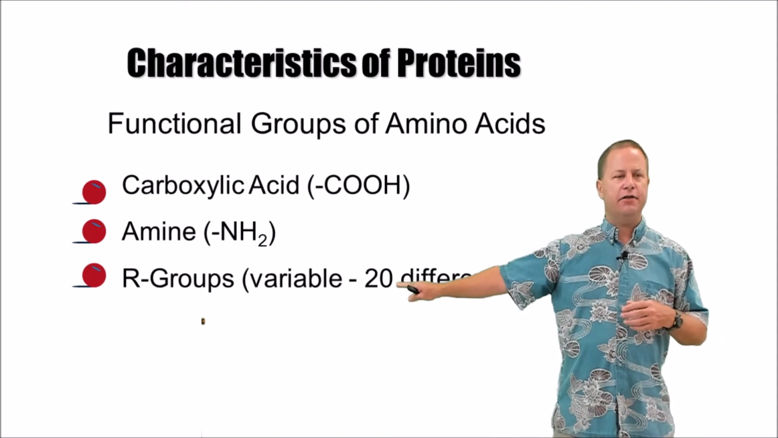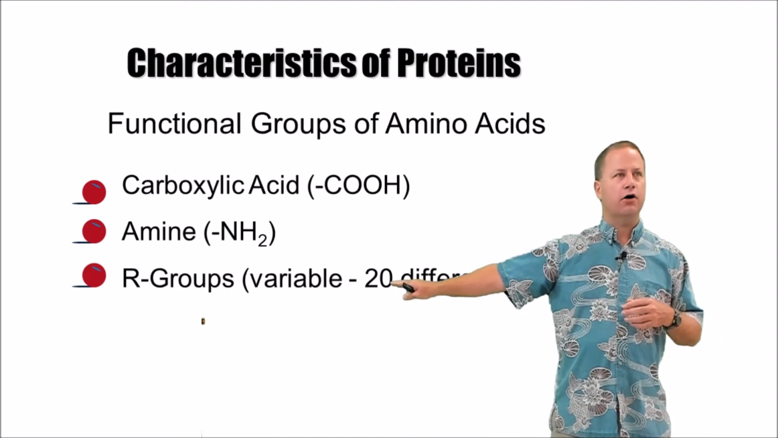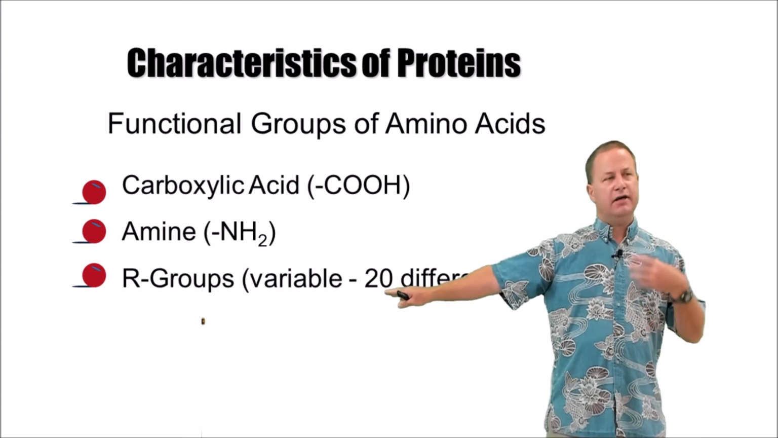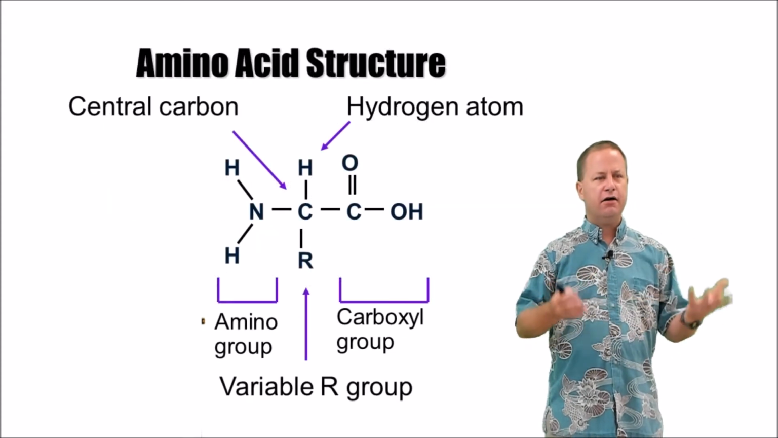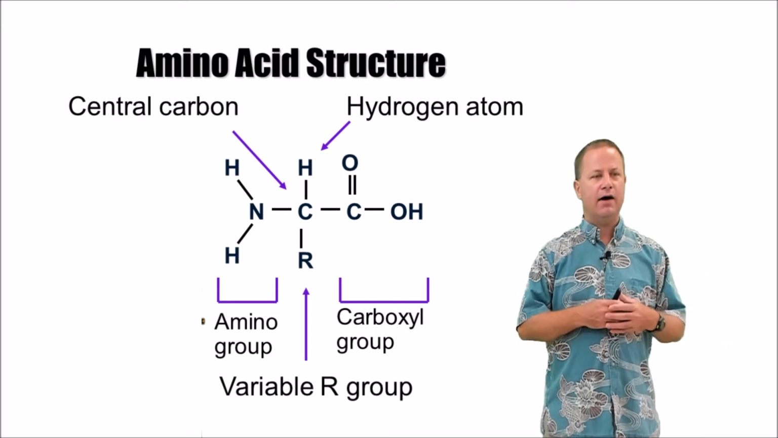And finally, the other group that's in an amino acid is something called an R group. R here just means variable. It could be one of 20 different groups to make different amino acids. So here is what a stereotypical amino acid will look like.